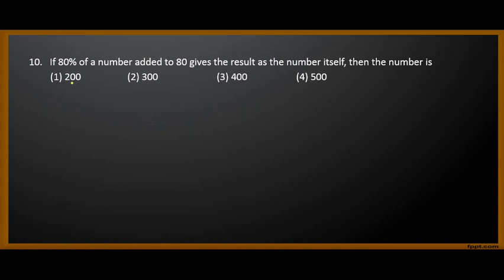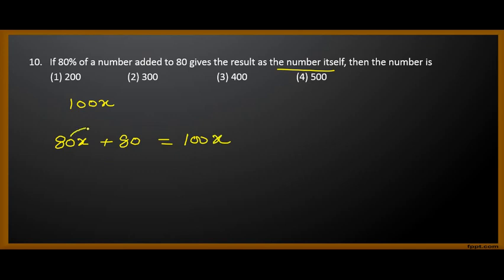Now look at this question. If 80% of a number added to 80 gives the result as the number itself, then the number is? Here we don't know what the actual number is. How to solve these kinds of questions? Let us assume the actual number to be 100x. Now 80 percent of the number, which is 80% of 100x, is nothing but 80x. If you add 80 to 80x, the result is nothing but the number itself. What is the number we assumed? Which is 100x.